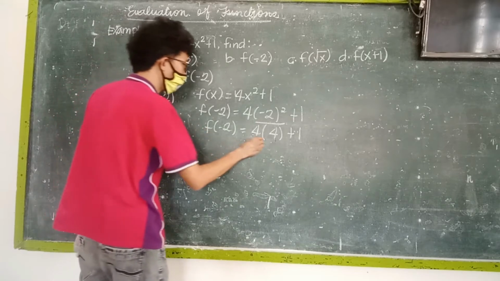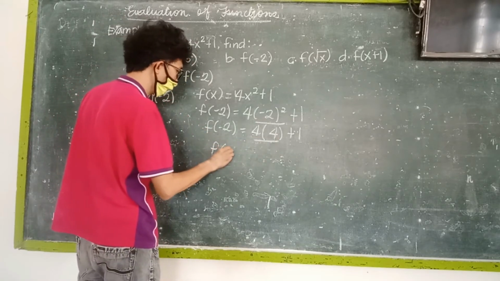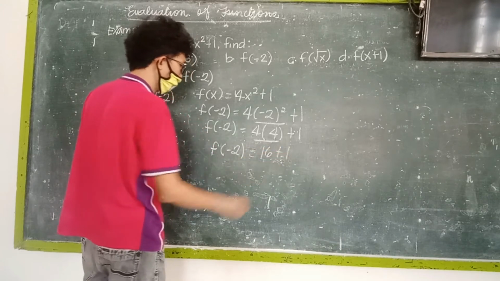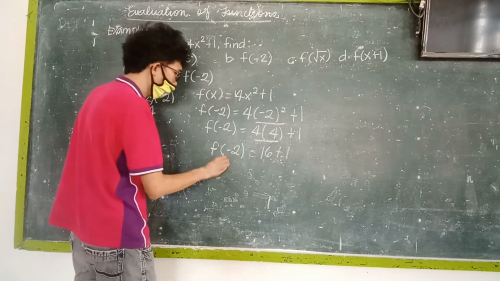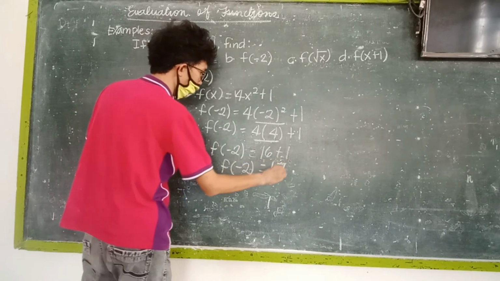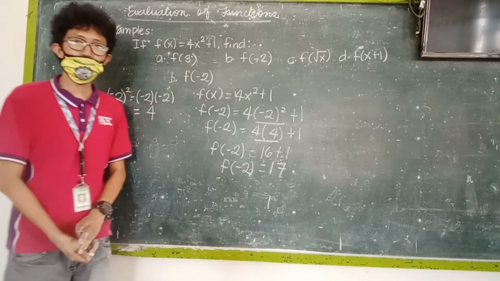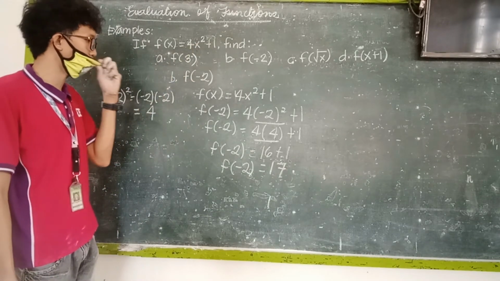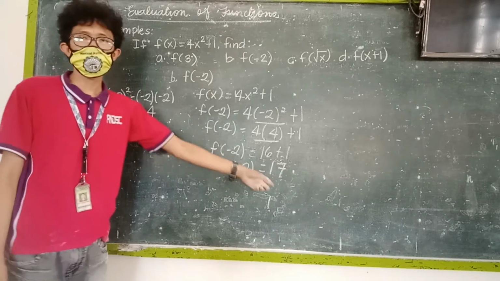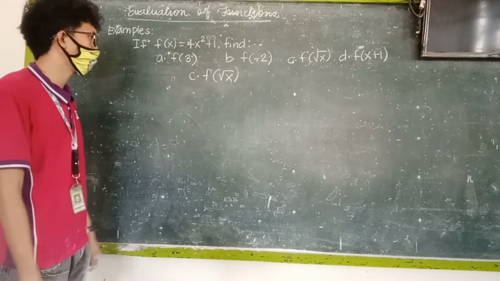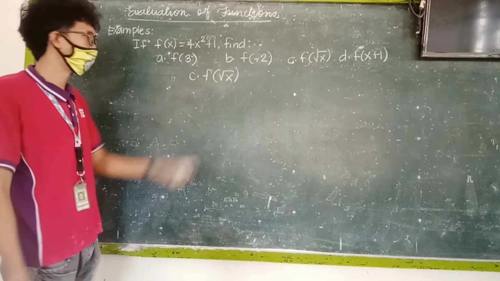By multiplication, we have f of negative 2 is equal to 16 plus 1, which is 17. Therefore, f of negative 2 in the function 4x squared plus 1 is equal to 17. So we have example letter C, f of square root of x.